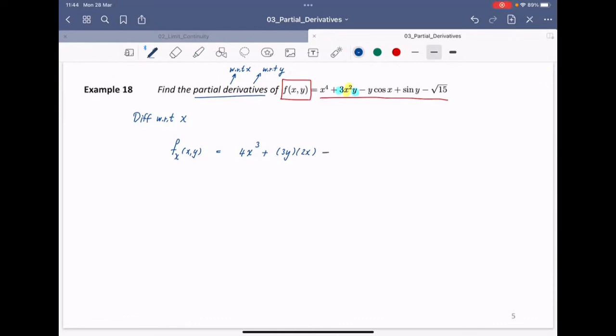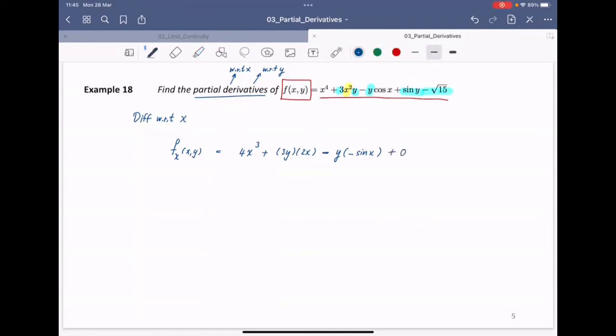Next one, minus y is constant. Leave it there. This is constant y, do not touch it. Differentiate cosine x. Yes, you have to. Differentiate cosine, you get negative sine. Next one, sine y: it's constant. So sine y and square root of 15 are all constant, so the derivative is 0.